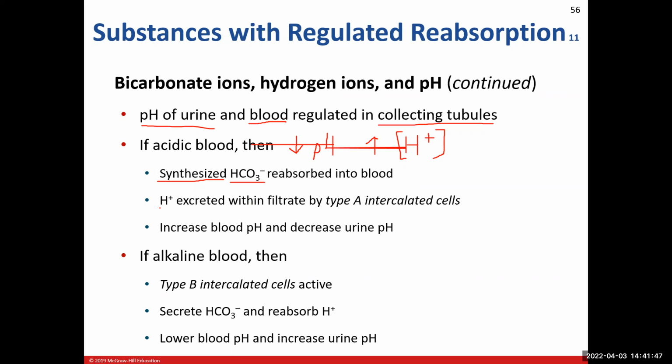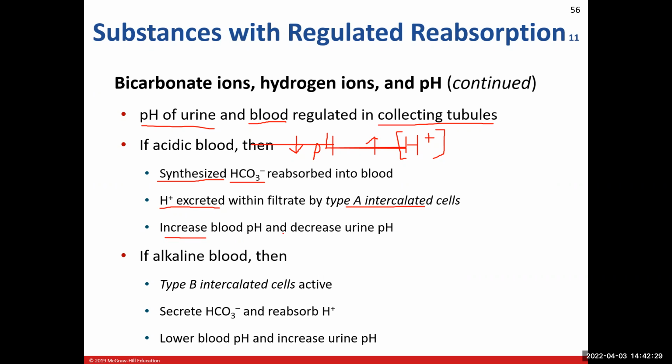Our hydrogen ions are going to be excreted into the urine by the type A intercalated cells. Easy to remember, acidic A. So if your blood is too acidic, then the type A intercalated cells are going to excrete the hydrogen ions into the urine. As a result of that, we will decrease the hydrogen ion concentration. And if we decrease the hydrogen ion concentration, we will increase the pH of the blood. We're making it more basic.